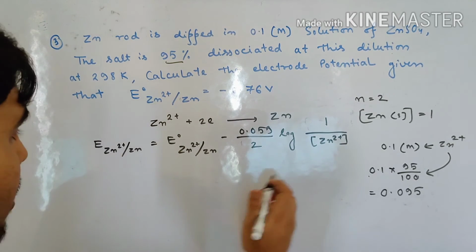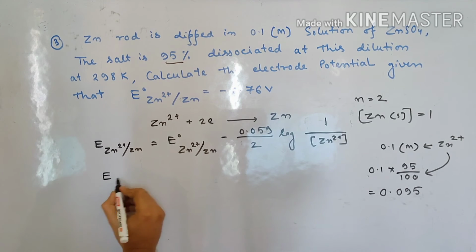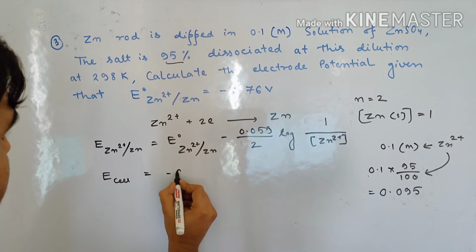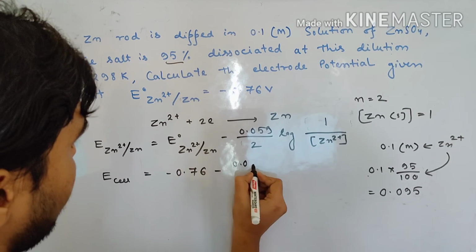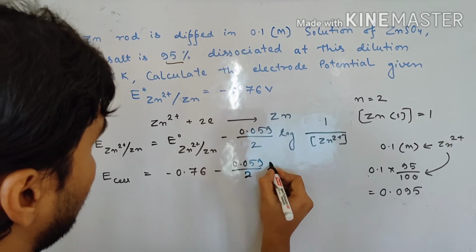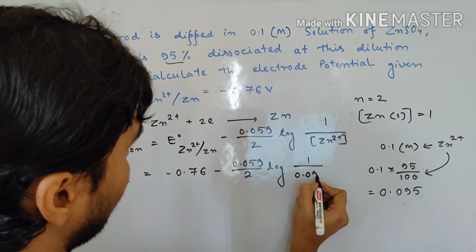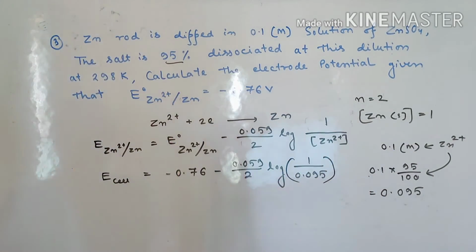Now you put these values. So this should be E of E cell, we can say. It should be E0 of cell is given, minus 0.76, minus 0.059 by 2 log of 1 by 0.095. This will be the final situation.